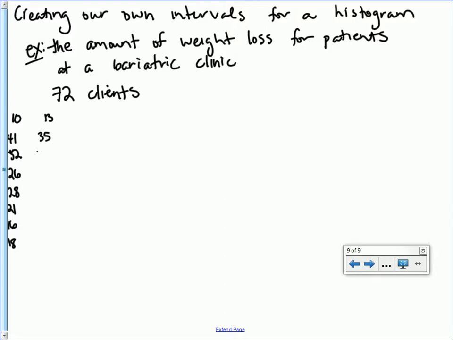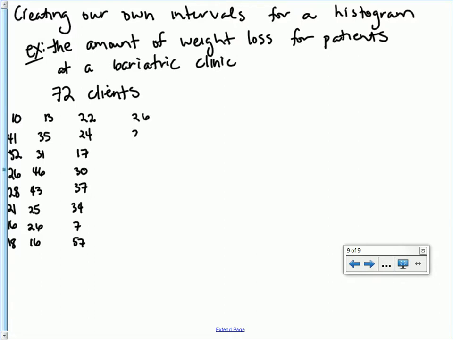35, 31, 46, 43, 25, 26, and 16. Remember that these numbers are representing how much weight a patient lost. The next row or column is 22, 24, 17, 30, 37, 34, 7, and 57.